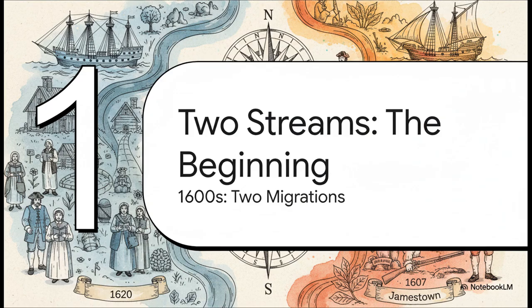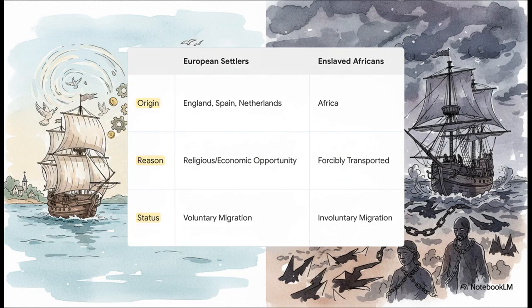Because back in the 1600s, the story of American immigration actually started with two totally different migrations happening at the same time. And I mean, you just can't get two more different stories. On one side, you have European settlers coming voluntarily from places like England and the Netherlands. They were looking for things like religious freedom or a shot at a better life. But on the complete other side, you have hundreds of thousands of Africans who were forcibly brought here through the transatlantic slave trade. These two streams, one of choice, one of pure coercion, laid this really complex and conflicted foundation for the whole country.